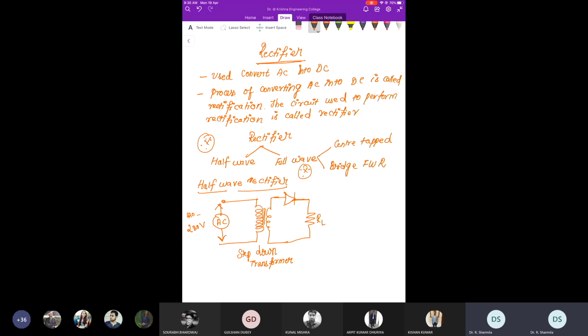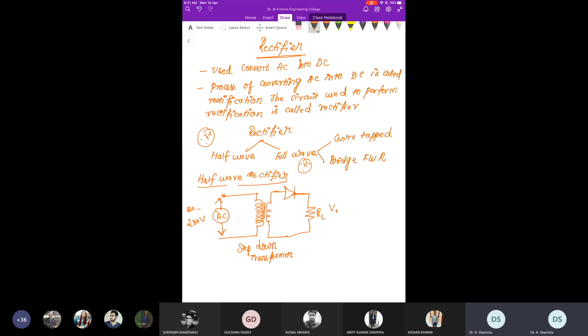Please listen carefully. First you have to apply the input voltage. The input voltage for the half-wave rectifier is the AC voltage. After that, we are not going to apply the 230 volt directly to the diode. You have to use a transformer. What is the function of this transformer? It is a step down transformer. It will reduce the voltage level to 6 volt. Then I have used one diode, and then it is connected to the load resistance. From the load resistance, I am going to measure my output voltage.